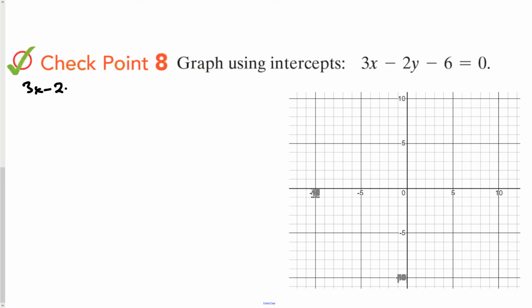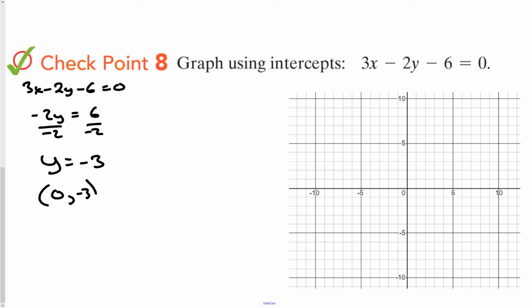3x minus 2y minus 6 is equal to 0. So let's plug 0 in for x. That gives me negative 2y is equal to a positive 6. Divide out the negative 2. And we have y is equal to negative 3 to give me a point of 0, negative 3. 3x minus 2y minus 6 is 0. Let's plug 0 in for y, which cancels that out.